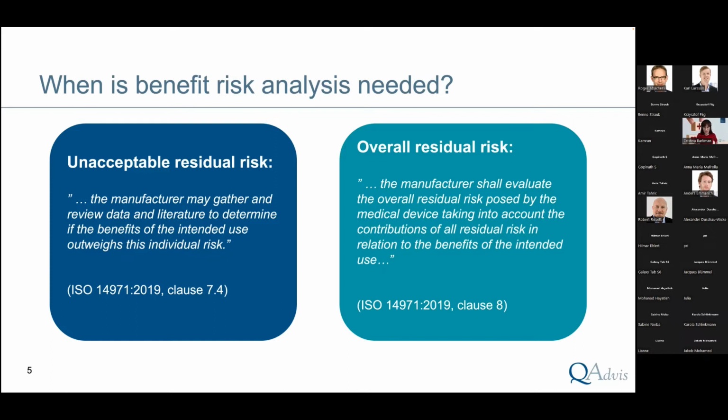And keep in mind that the benefit risk analysis is used to determine if the residual risk is outweighed by the expected benefits of the intended use of the medical device. This benefit risk analysis cannot be used to weigh residual risk against business advantages or economic advantages. So it's strictly a comparison to the benefits of the intended use. And this aspect has actually received an increased focus within the medical device regulation.